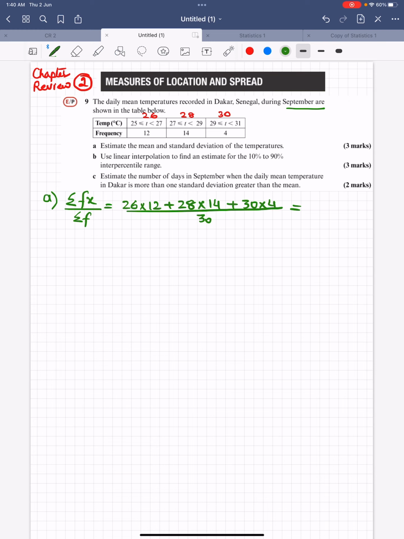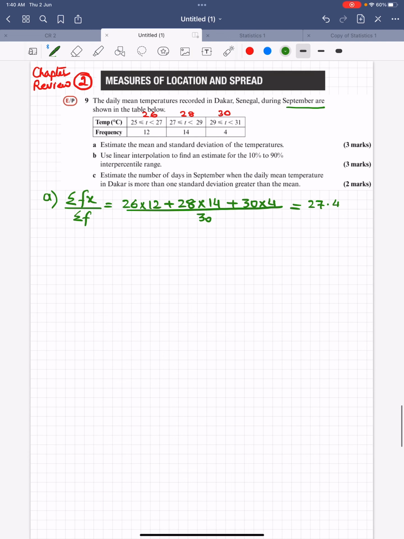And the answer is 27.4667. We round it off to 3 significant figures, and this is 27.5. That answers part A for the mean.